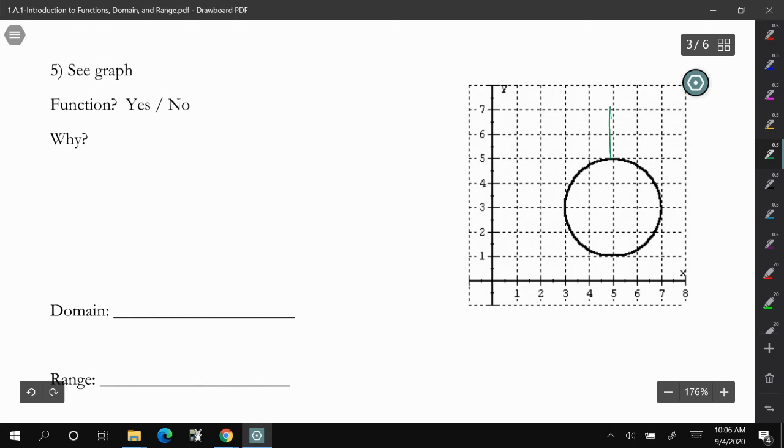This fails the vertical line test right here and right here. So this is not a function, fails the vertical line test.